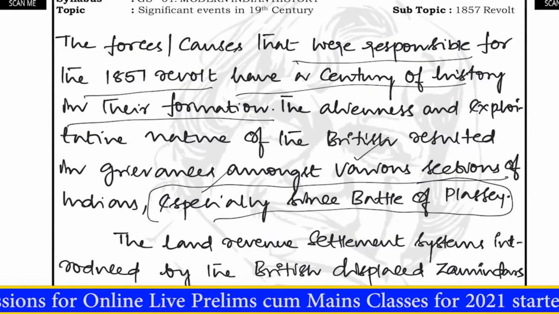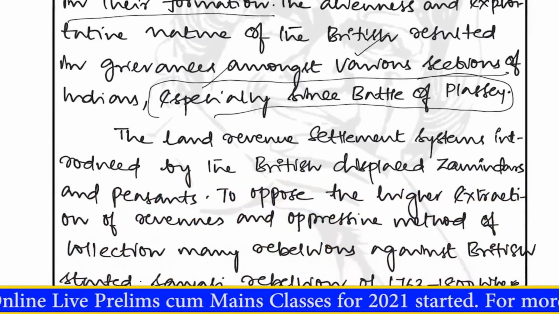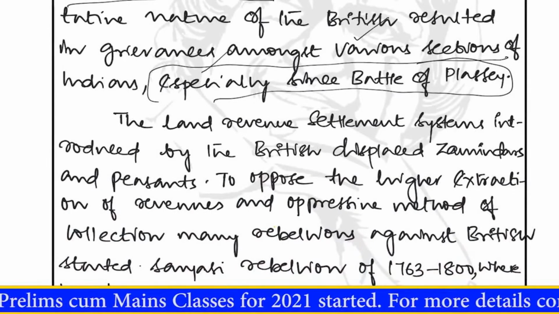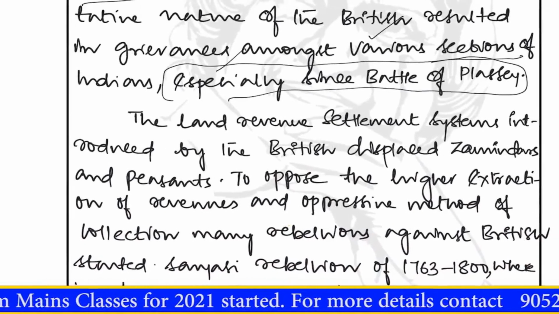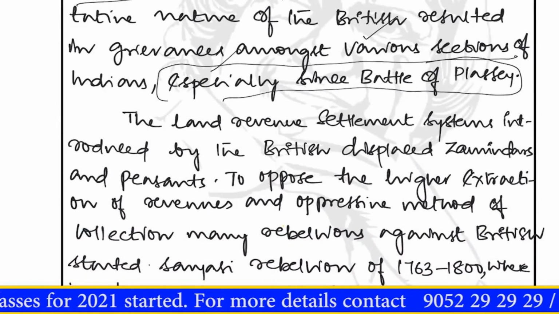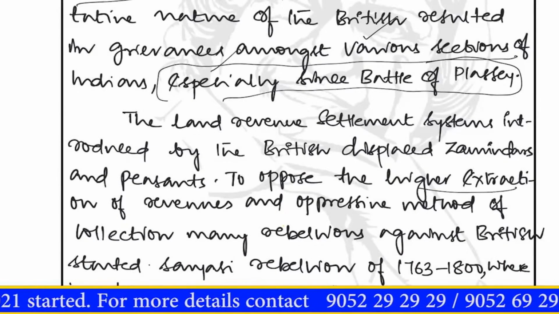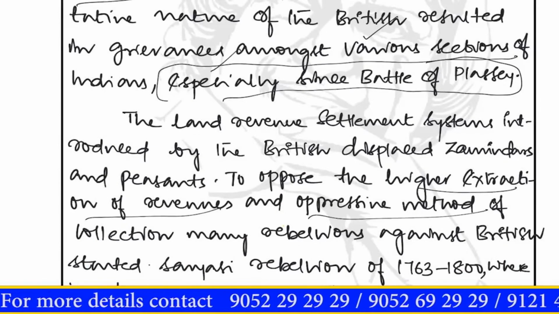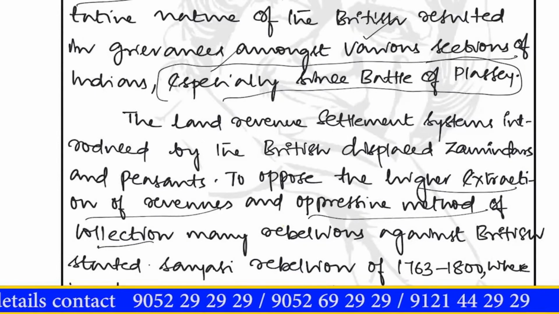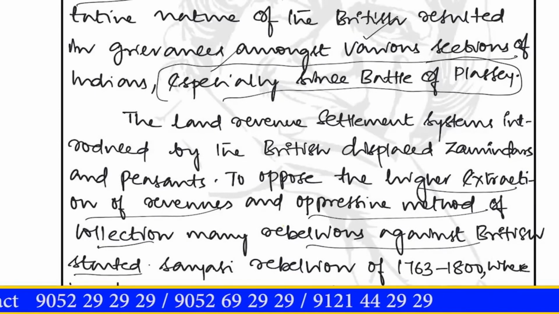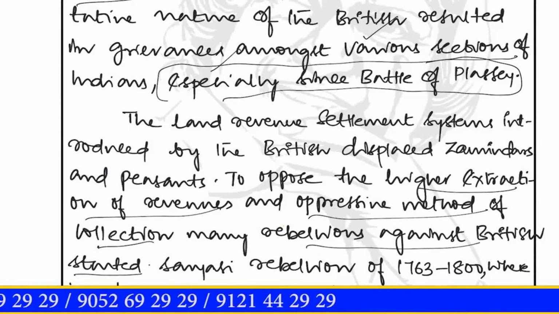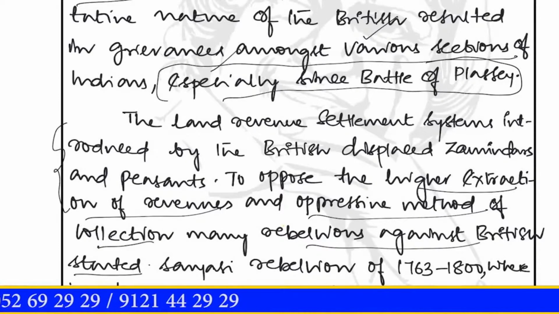Now see how it established the linkage. The land revenue settlement systems introduced by the British displaced Jamindars and peasants, okay? And to oppose the higher extraction of revenues and the oppressive method of collection of those revenues, we have witnessed many rebellions against the Britishers. Now why is this a relevant point? Because revenue policies are one of the important causes of the 1857 uprising, and we have to trace back how these revenue policies in history created various rebellions. So this is how we are establishing a linkage.